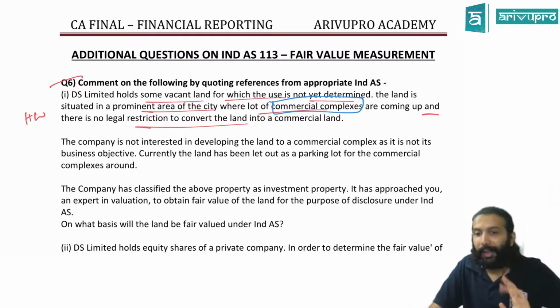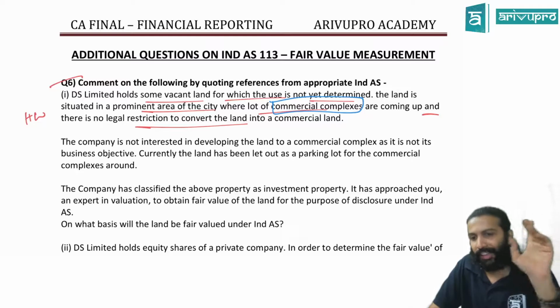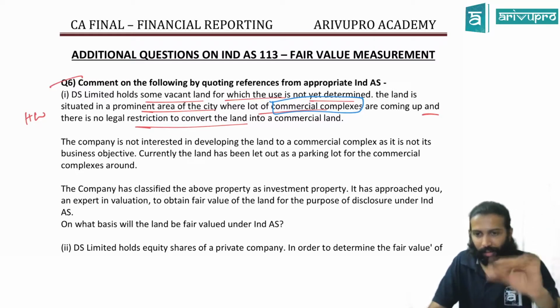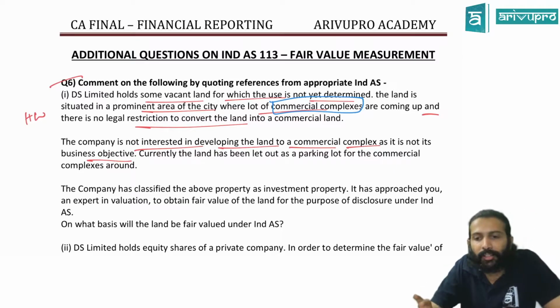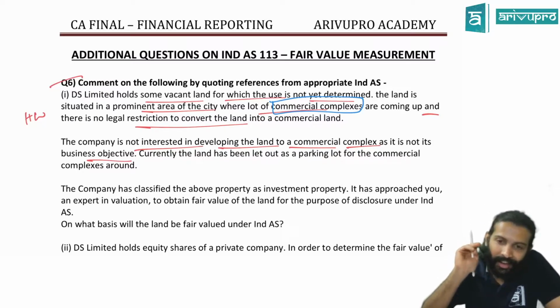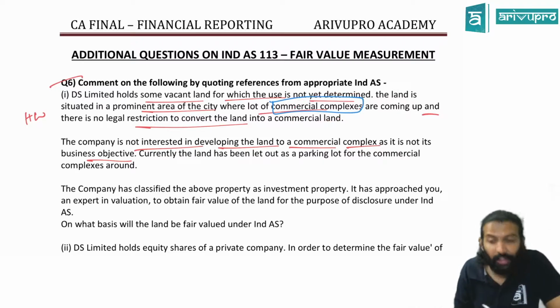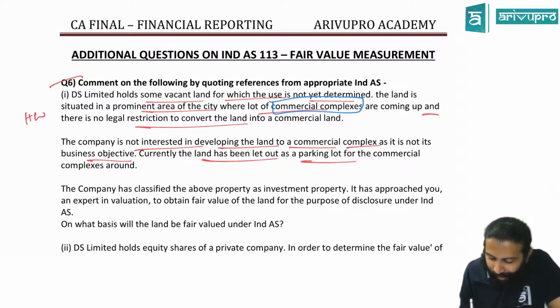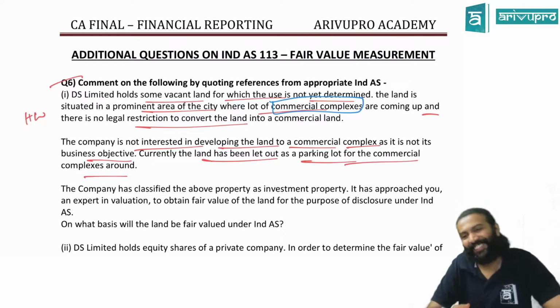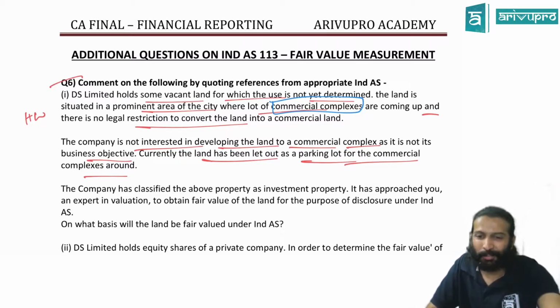So it is legally permissible, because highest and best use should be physically possible, legally permissible, and financially feasible. The company is not interested in developing the land into a commercial complex as it is not a business objective. Doesn't matter, because fair value measurement is not entity-specific; it is market participants' activity. If market participants want to build a commercial complex, then that will be considered the highest and best use. Currently, the land has been let out as parking for the commercial complexes around. They made one shed probably and told them to use it as parking. So the current use is a parking lot.